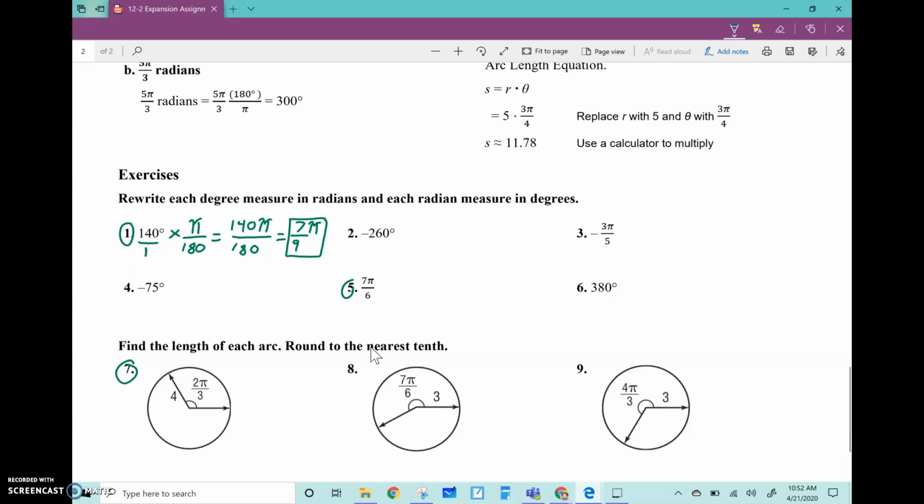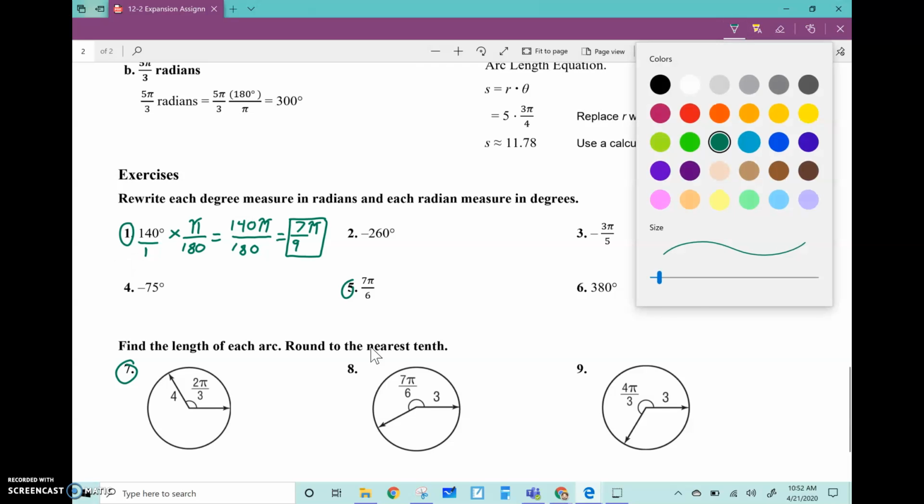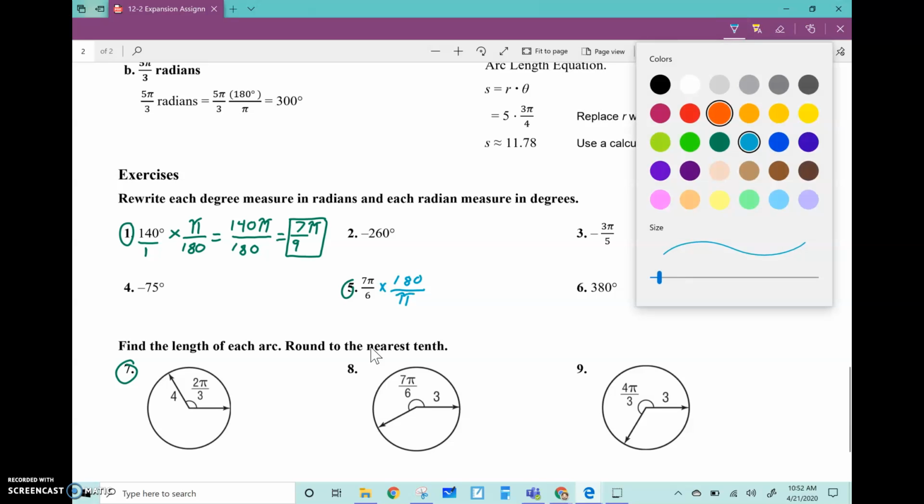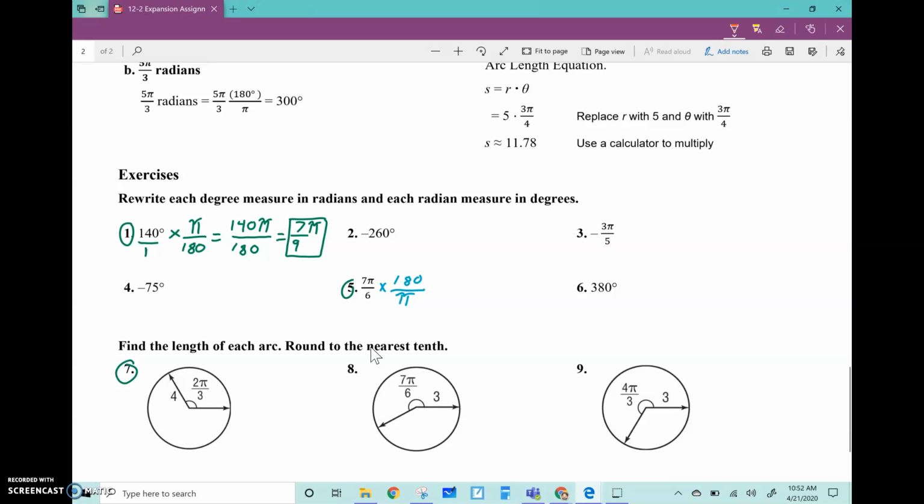Now, when we're going from radians to degrees, here's the reason why they reciprocate it. So we're going to be multiplying 7 pi over 6 times 180 over pi. All right, and here's the reason why they've converted that equation to actually have it as 180 over pi, and this is the magic that happens here.